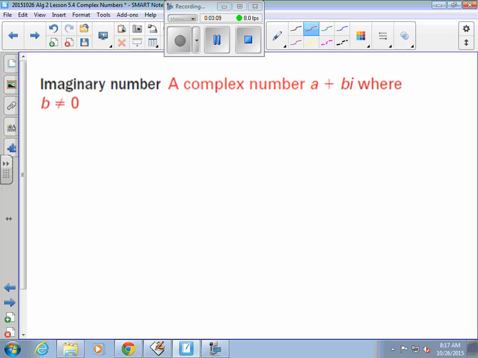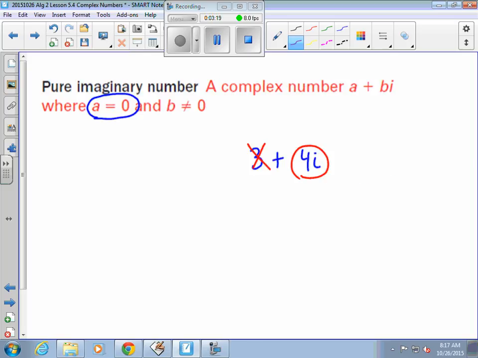An imaginary number has something here for a, like I said, 3 plus 4i. This is an imaginary number. It's a complex value, 3 plus 4i. This one here doesn't have the 3 value. It's just the 4i part.